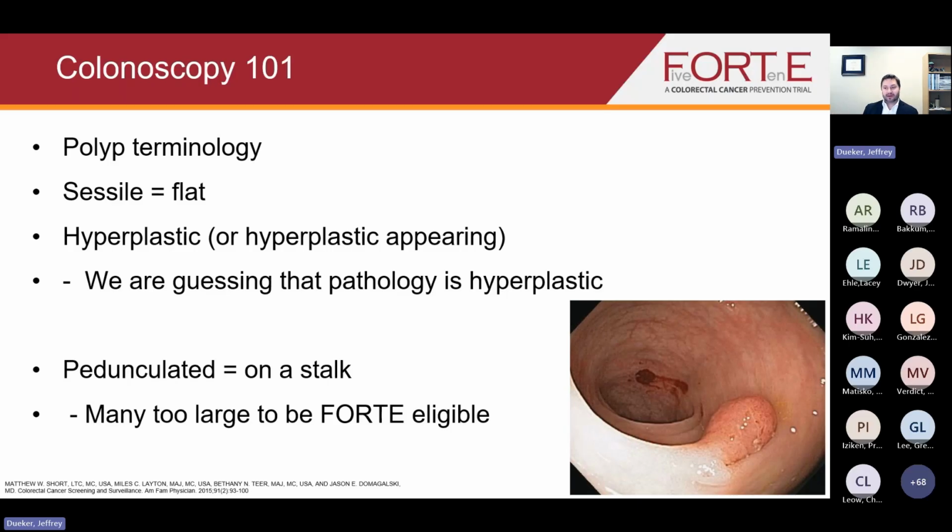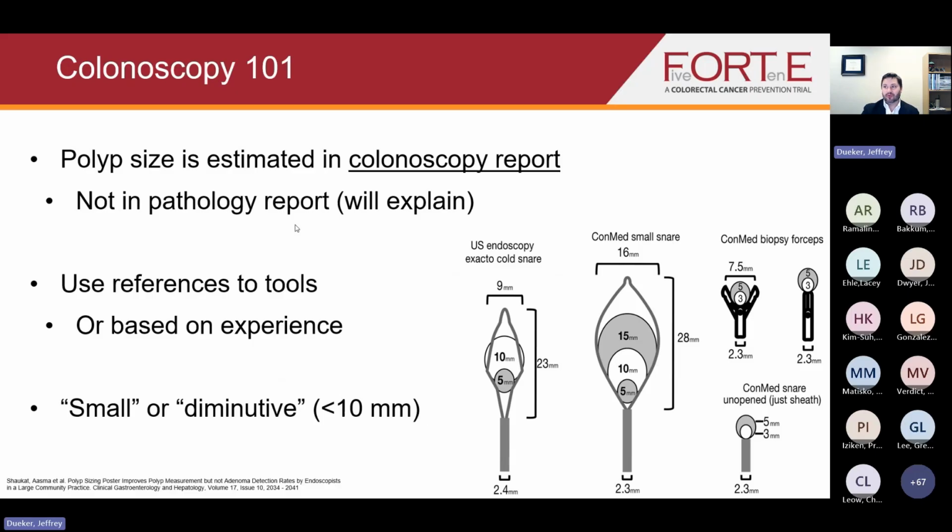And like we talked about, a pedunculated polyp means it's on a stalk. That's a good example there. Many of these are going to be too large to be FORTE eligible, but that's a term you might see. Now, what are you looking for in the colonoscopy report? Well, the polyp size is determined by the colonoscopy report. It's not going to tell you anything about what kind of polyp, but it is the source of truth for what size it is.